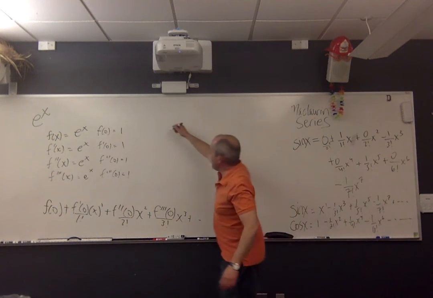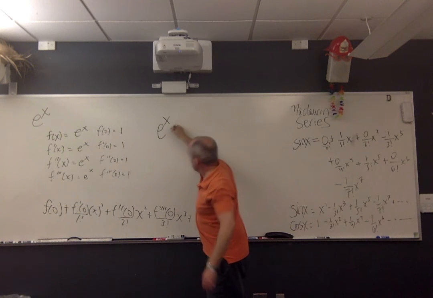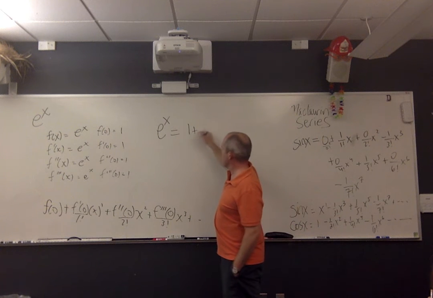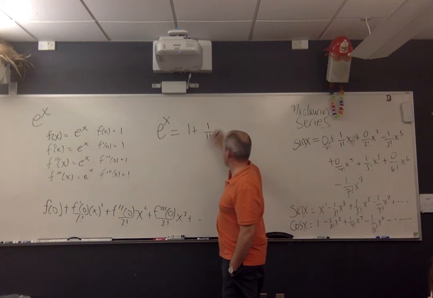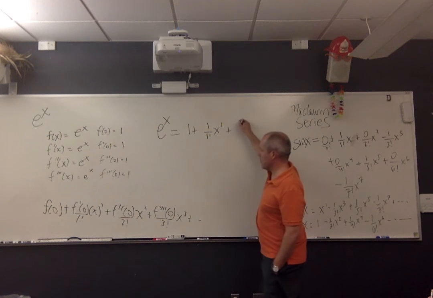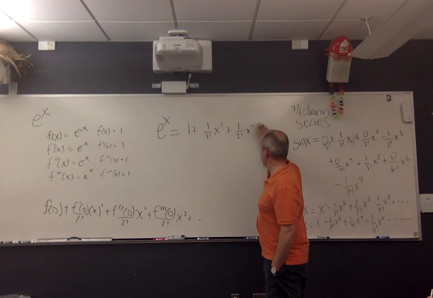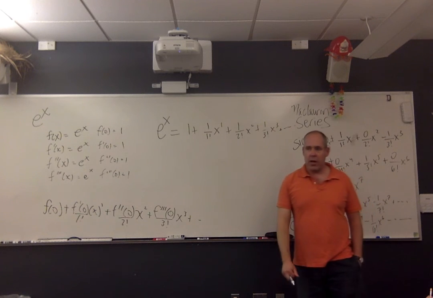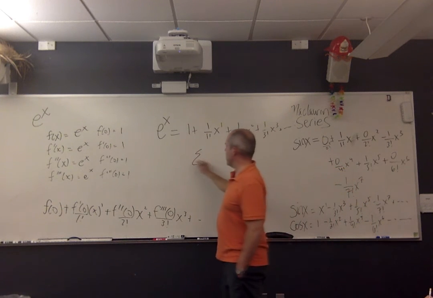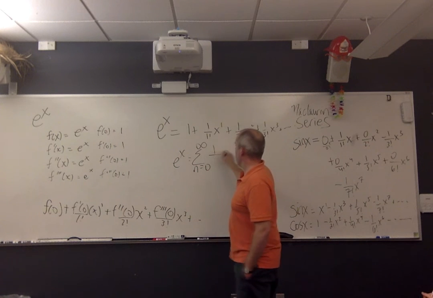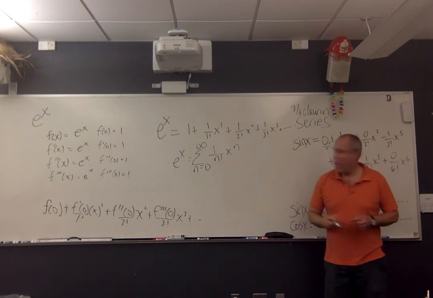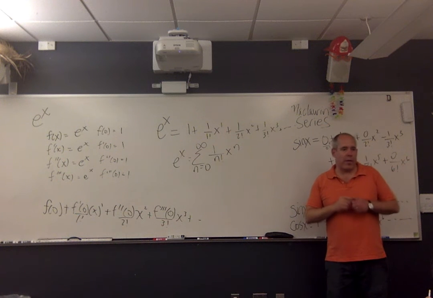Okay, so I claim that e to the x is equal to the first term, which is 1, plus 1 over 1 factorial x, plus 1 over 2 factorial x squared, plus 1 over 3 factorial x cubed, etc., right? We all see what's going on here? What would the equation for e to the x be? The sum from 0 to infinity of 1 over n factorial x to the n. Yes? We've done this. We can find the interval of convergence on this.